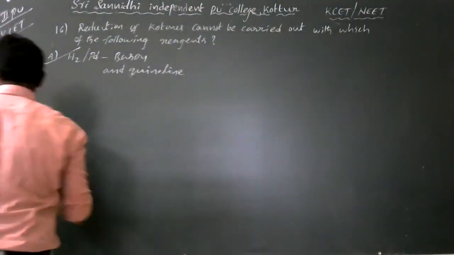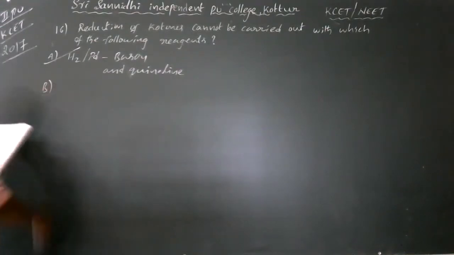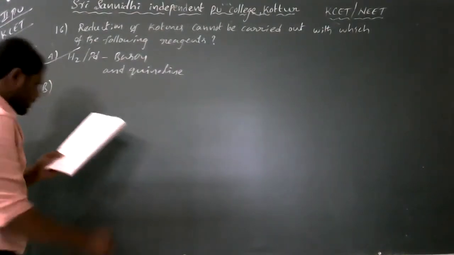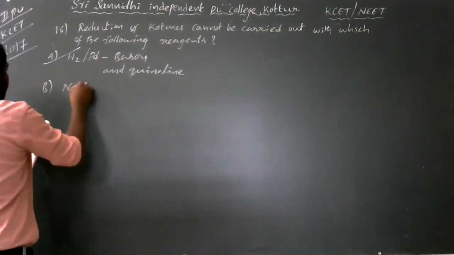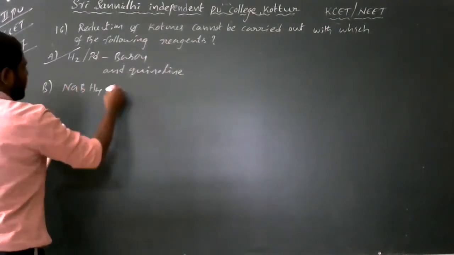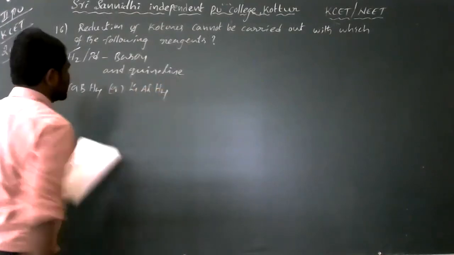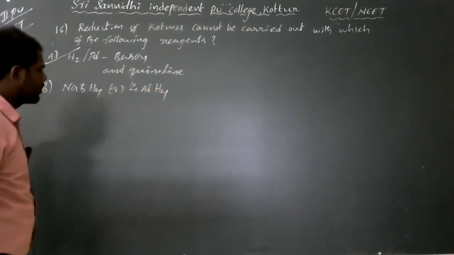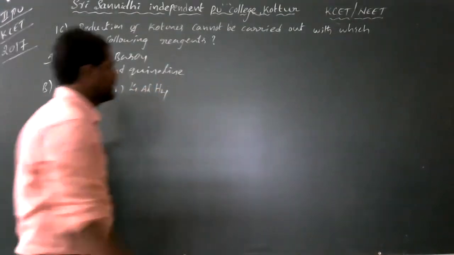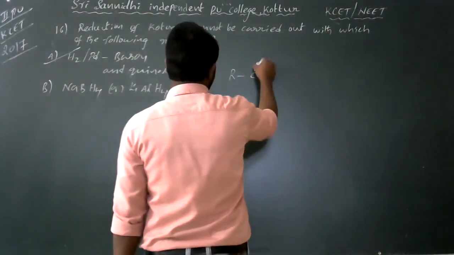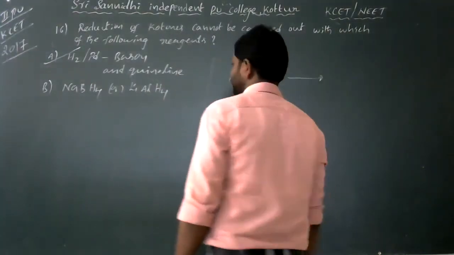See option B, what is the given? Option B is sodium borohydride, NaBH4, or LiAlH4, which is right. So sodium borohydride or LiAlH4. See, once, which is reduction of ketones, or C double bond O.